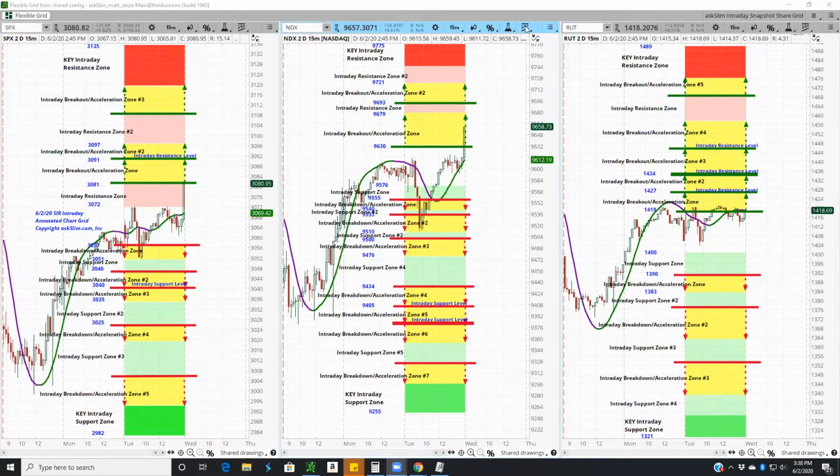All right, so what we're going to do real quick here is walk through the key components that make up the grid. We have an upside area for each of the indexes, and then we have a downside area. We have key levels that we mark on each grid for each index. I'm going to walk through those in just a second.